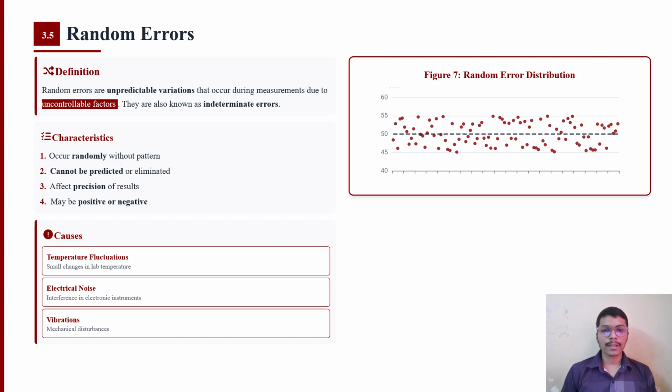Coming to figure 7, random error distribution. This figure illustrates random scattering of measurements around the true value, which mainly affects precision.